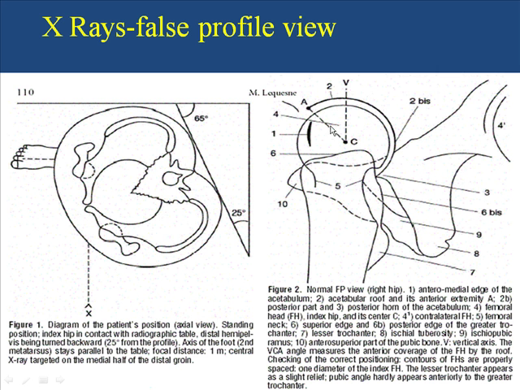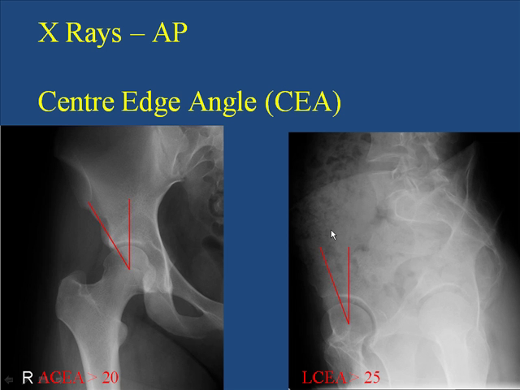And we can measure the center edge angle on the lateral. So what is the center edge angle? I mentioned it a few times, but I didn't explain it. Basically, it is the center of the head, a vertical line through the center of the head, and another line to the edge of the socket. And this is what we call the lateral center edge angle.